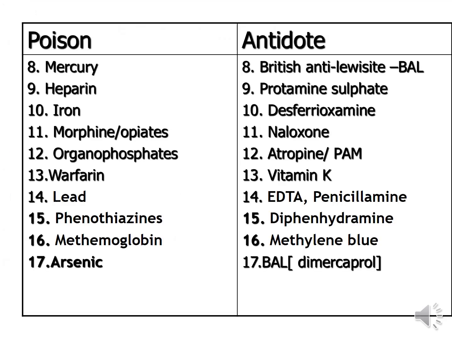mercury, BAL, that is British anti-lewisite, also known as dimercaprol; heparin, protamine sulfate; iron, desferoxamine; morphine or opiates, naloxone; organophosphates, atropine or pralidoxime; warfarin, vitamin K; lead, EDTA or penicillamine; phenothiazine, diphenhydramine; methemoglobin, methylene blue; arsenic, dimercaprol. So these are the common antidotes for different poisonings.